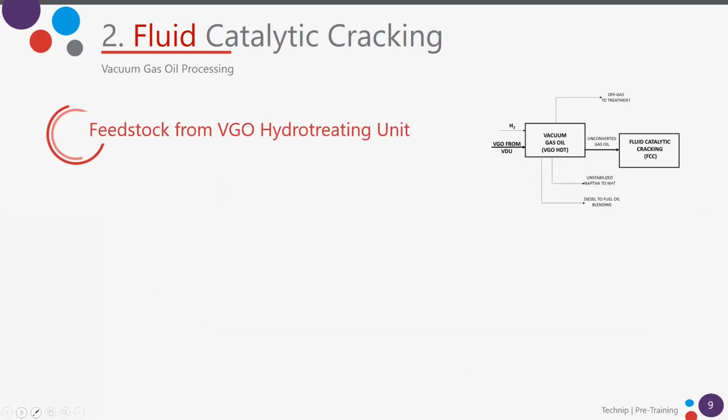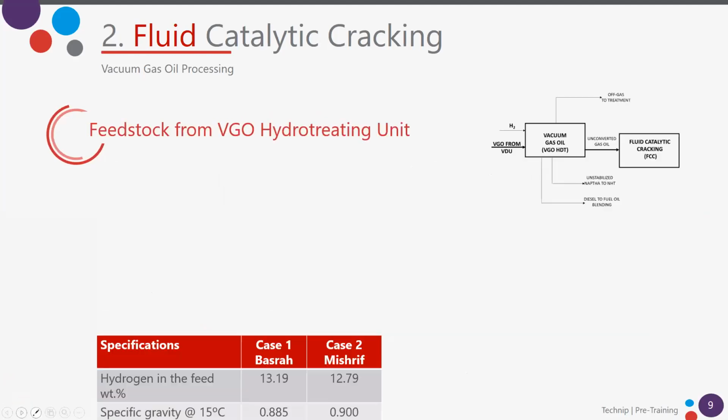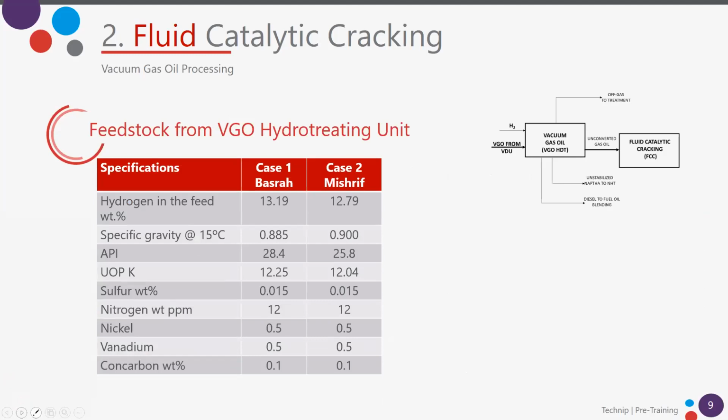So let's have a look at the feed stock to the unit. Remember that the feed stock will be the hydrotreated vacuum gas oil from the VGO hydrotreating unit. We will have the feed stock to the fluid catalytic cracking. These are the main specifications for this stream.